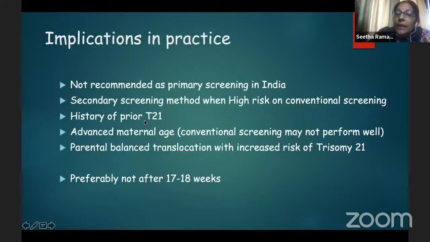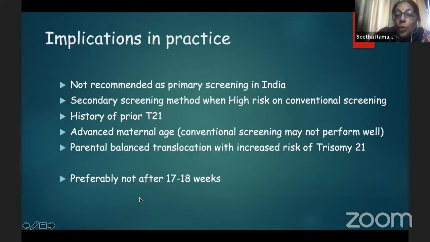So the implications in practice for our country, especially with everything put together, I don't think we should still recommend it as a primary screening in India without anything else. It could be a secondary screening method when it is found to be high risk on conventional screening, or there is a history of prior trisomy 21. If there is advanced maternal age, when you know that the conventional screening may not perform very well, again looking only for trisomy 21. And if there is a parental balanced translocation with increased risk of trisomy 21.